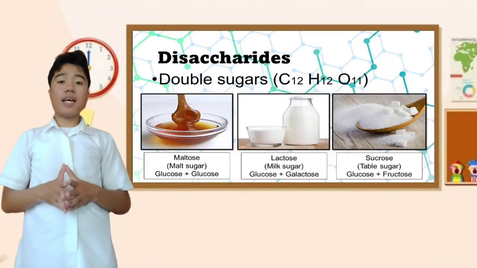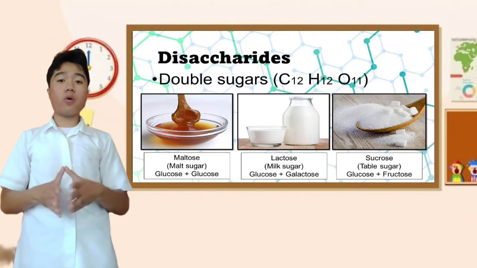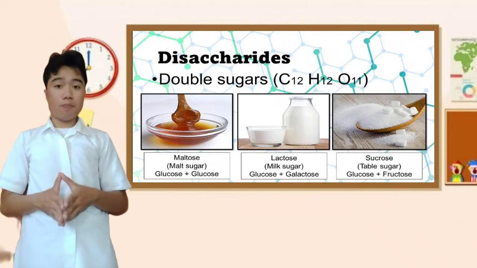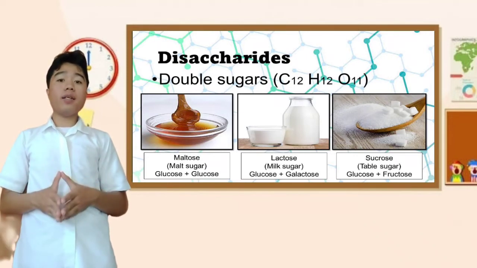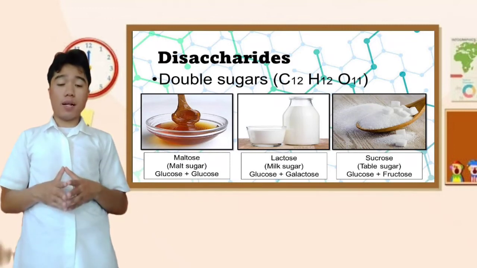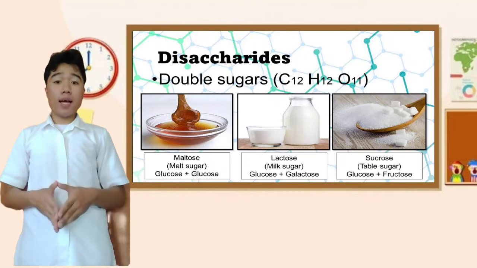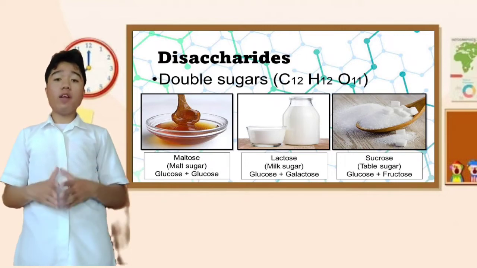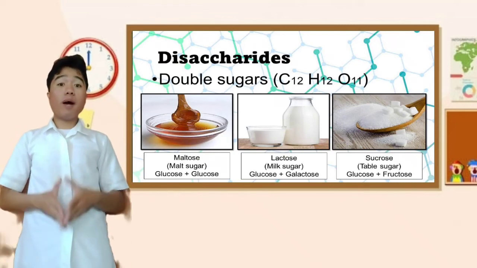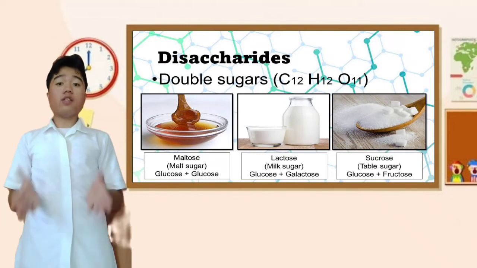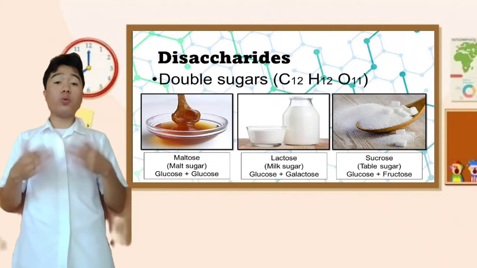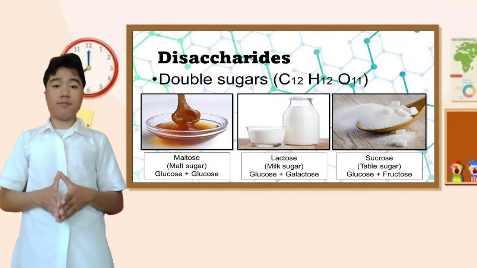The first example of a disaccharide here is what we call malt sugar, or maltose. This can be seen in beer and honey, and it is formed when we combine glucose and another glucose. Again, glucose plus glucose equals maltose. If we combine a glucose and a galactose, it will form milk sugar, or lactose. And if we combine glucose and fructose, sucrose will form, and it is the table sugar that we usually use to sweeten food in the kitchen.